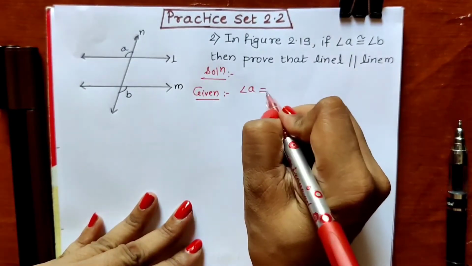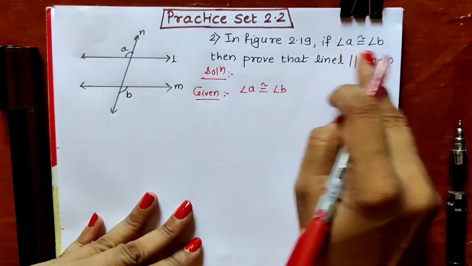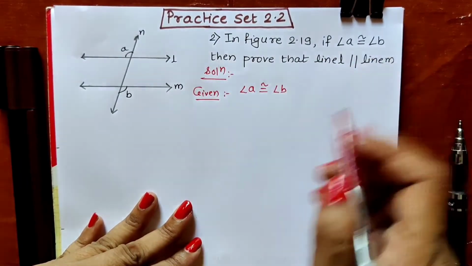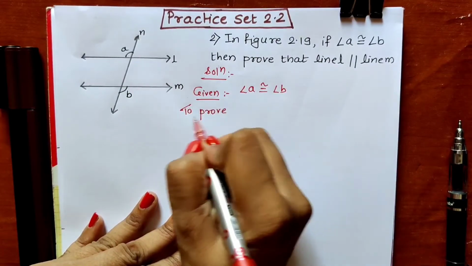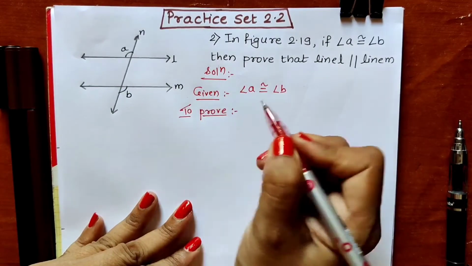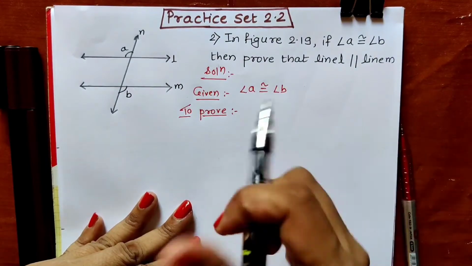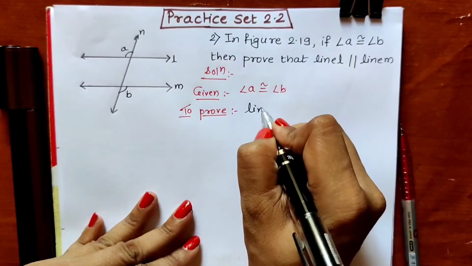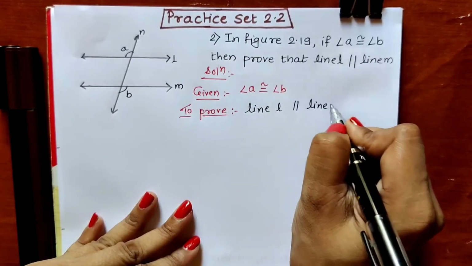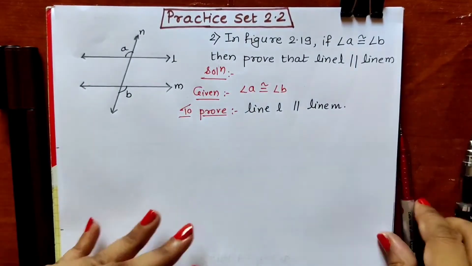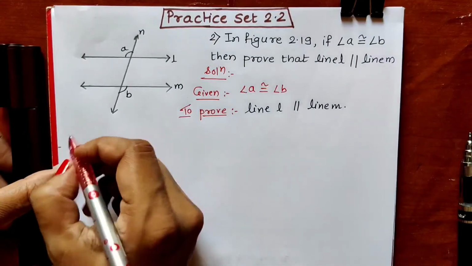Angle A is congruent with angle B. This is given in the question. Then what is to prove? To prove is that line L is parallel to line M. This we will have to prove. Now how to prove this? Let us write the proof first.